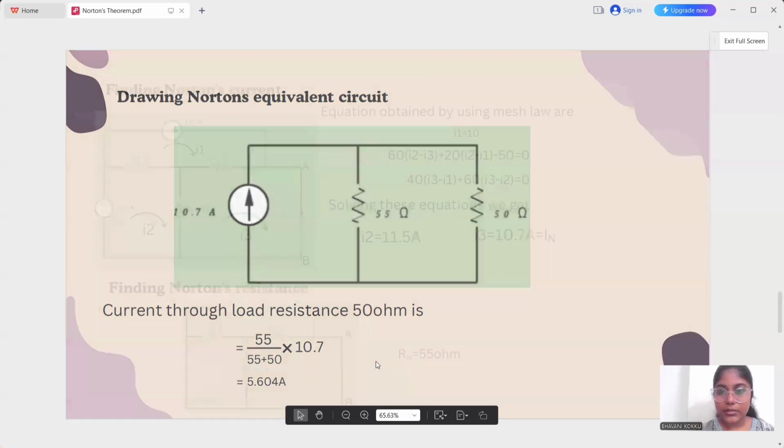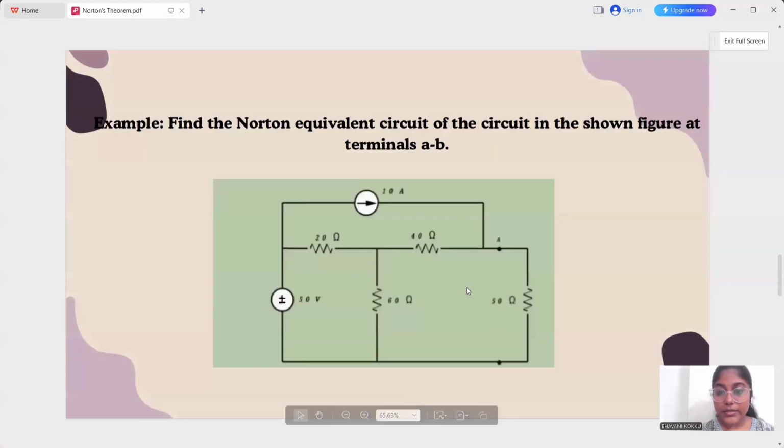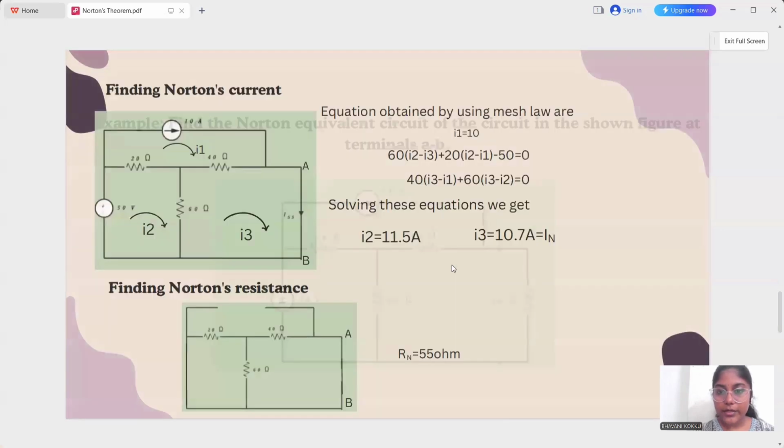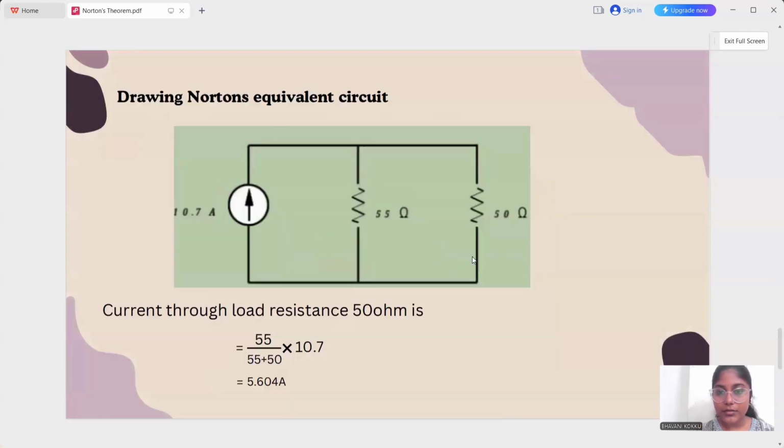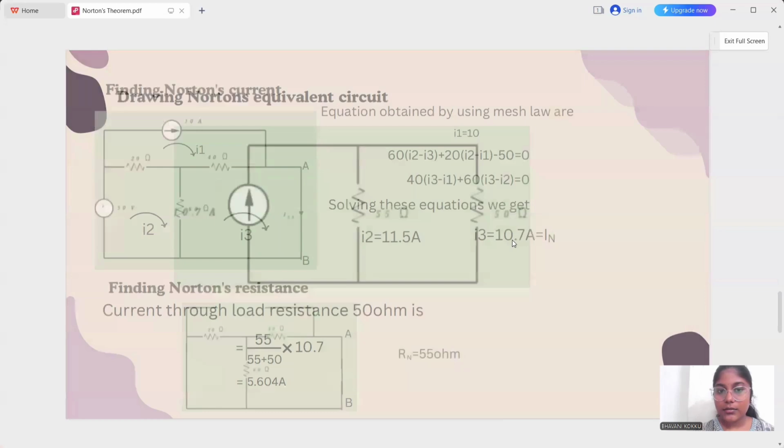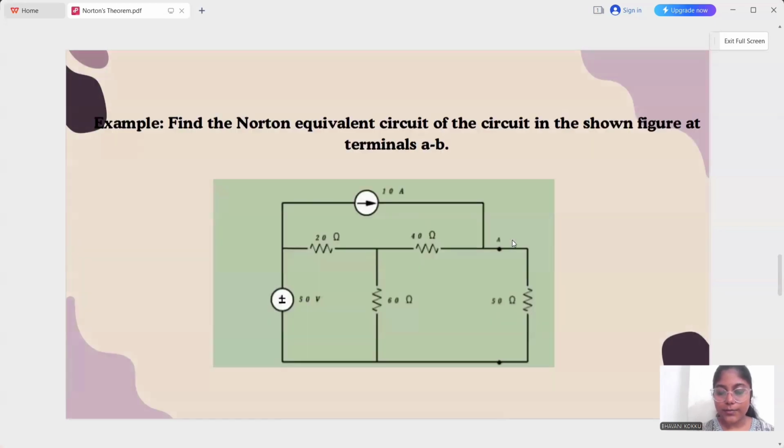Now we can see how this complex circuit got simplified into this circuit. It was easier for us to calculate the current passing through this 50 ohm resistor in this circuit than in this circuit.